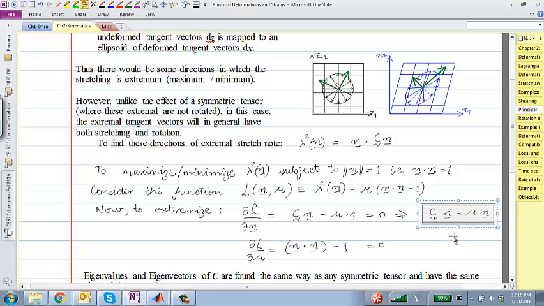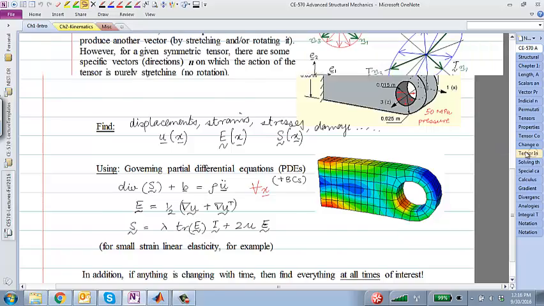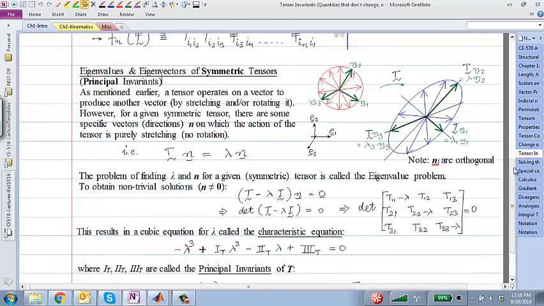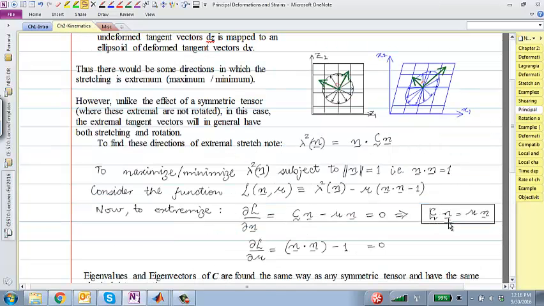Does that look familiar? This is the eigenvalue problem. Remember back in chapter 1 when we were dealing with tensors, component changes, tensor invariance, and principal invariance. We said for any tensor, Tn equals lambda n is the eigenvalue problem that we wanted to solve. Here, all we are saying is solve Cn equals mu n, with mu being the lambda, the eigenvalue.